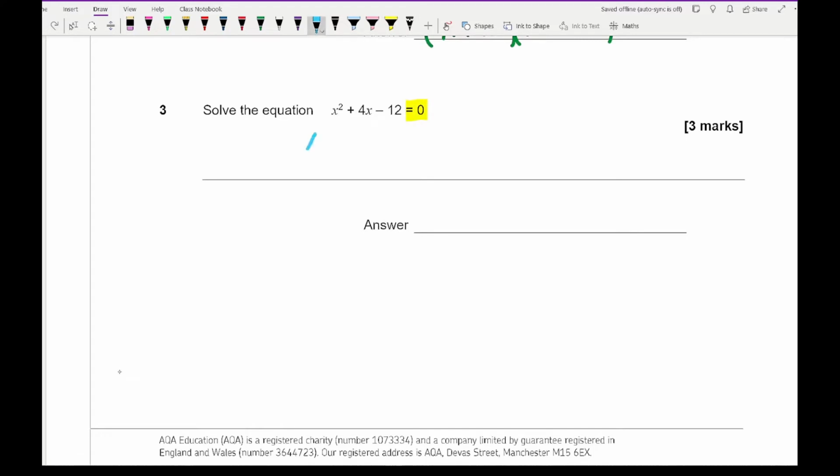For this, we need to look out for 2 numbers that multiply together to give you minus 12 and added together to give you positive 4. Our 2 numbers are going to be 6 and 2. Because this is a plus, that means our bigger number is going to be a plus, and because this is a negative, it means it's going to be different signs in our brackets. So therefore we've got x plus 6 in one bracket and x minus 2, and that all equals 0.